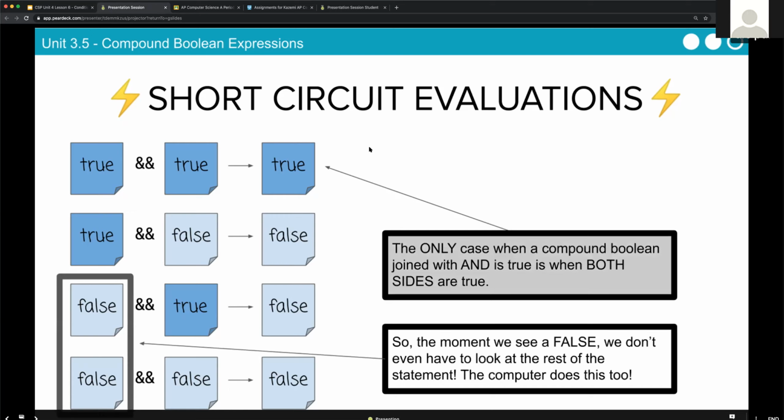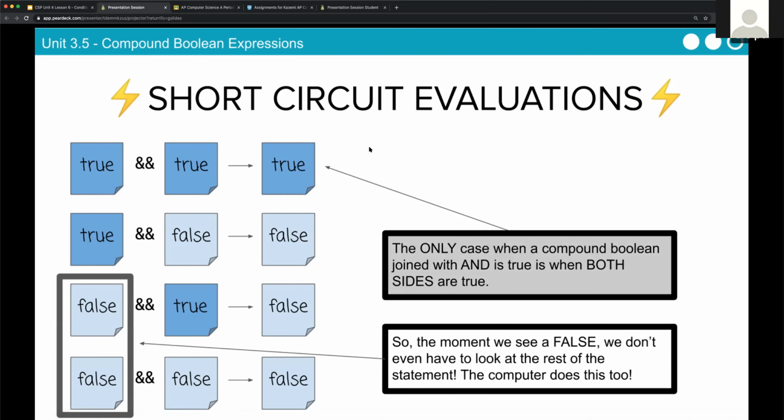So the moment we see a false in an and statement, we don't even have to look at the rest of the statement. And guess what? Your computer does the same thing. This is called short circuiting. They see one false in an and statement, and they're like, why am I even going to waste time looking at the rest?